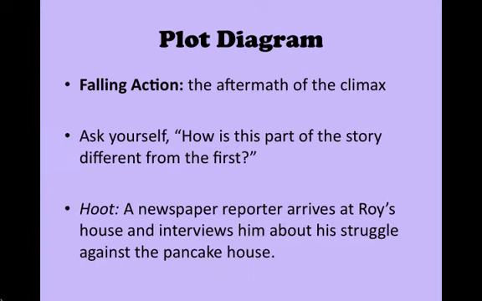The falling action is the aftermath of the climax. How is this part of the story different from the first, you can ask yourself. Also, how have the characters evolved or changed since I first met them? In Hoot, the falling action takes place when a newspaper reporter arrives at Roy's house and interviews him about his struggle against the pancake house.